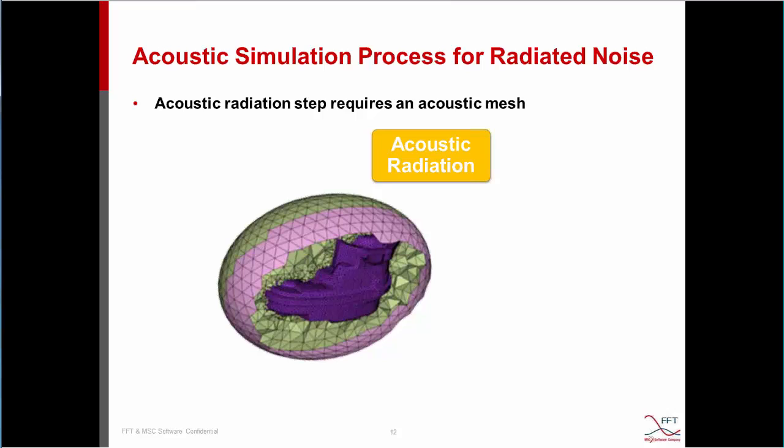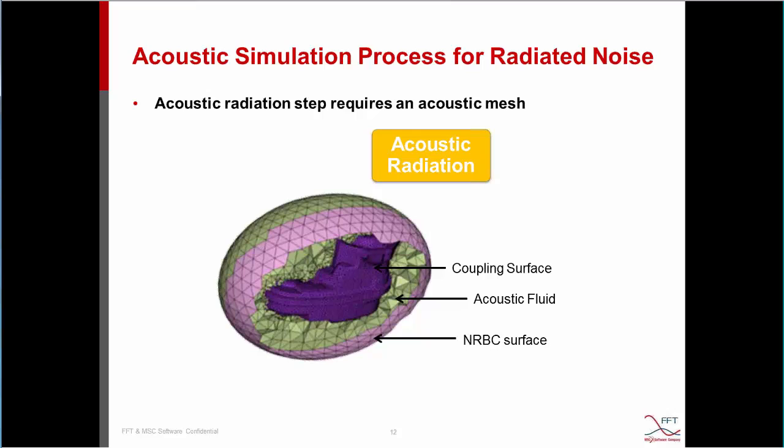This acoustic mesh usually is made of three different elements. First, we have an acoustic coupling surface. So we have a closed surface that is going around the structure. We then have some finite elements to support the acoustic fluid component, what we call the near field. And then we have a surface that we call the non-reflective boundary condition surface.